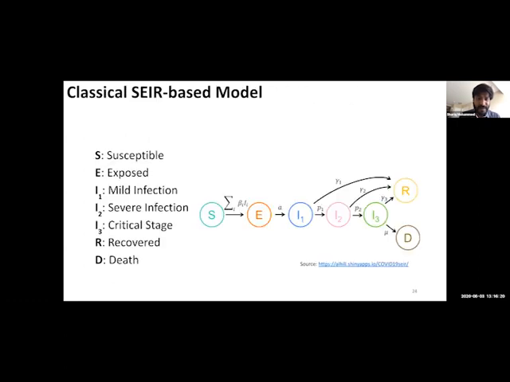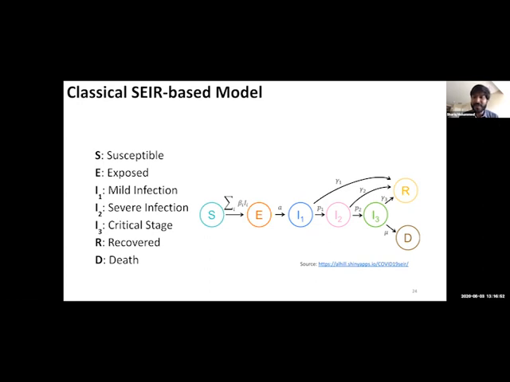So we looked at this classical SEIR-based model, where usually an SEIR model is categorized into 4 groups: the susceptible, exposed, infectious, and recovered categories. But this is a slight modification which divides the infectious category into 3 different categories: the mild infection, the severe infection, and the critical infection.